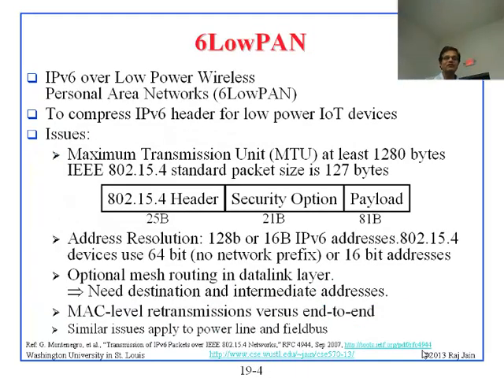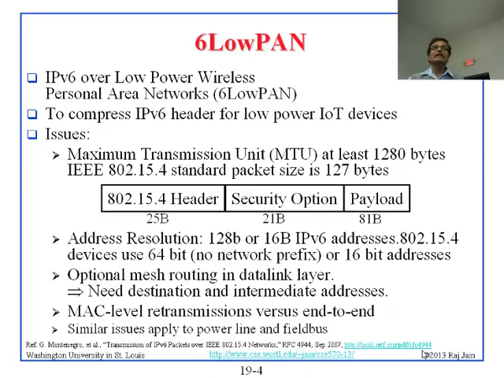Alright, so we're finished with the wireless. Now we come to 6LoWPAN. The number 6 in the name indicates that it is designed for IPv6. Okay? Low stands for low power and PAN stands for personal area network. So IPv6 over low power wireless personal area network is 6LoWPAN. This is actually the name of the IETF group that worked on this issue.